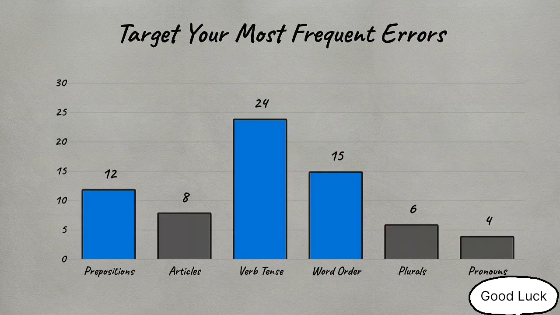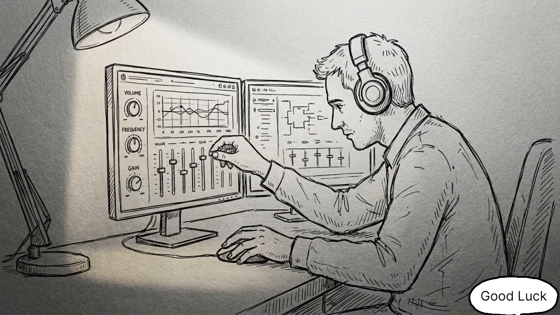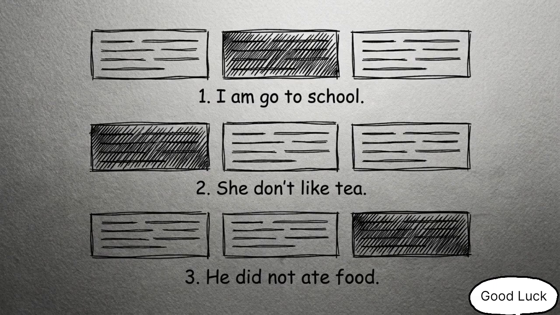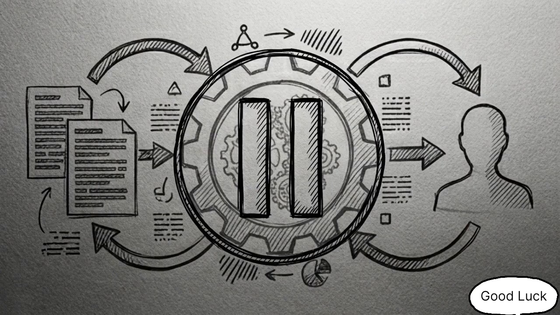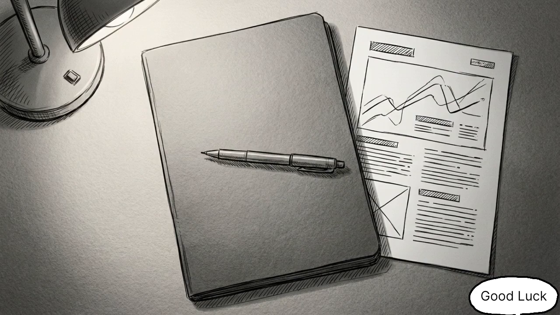fix. Before building a daily schedule, you need to calibrate your ability to spot these anomalies. Look at these 3 sentences. They contain specific structural errors. I am go to school. She don't like tea. And he did not eat food. Pause the video right now. Process these lines manually and formulate the correct syntax for each one.